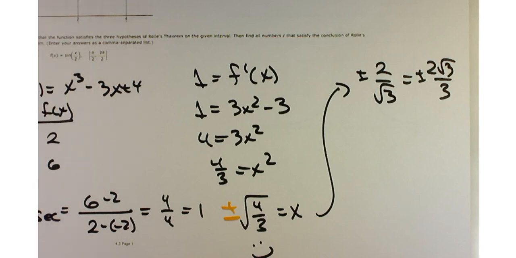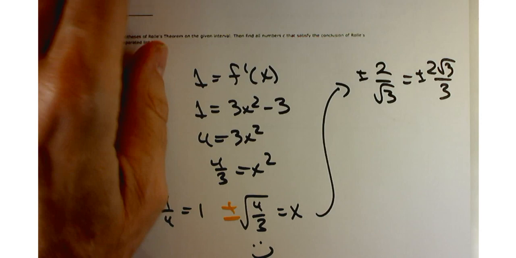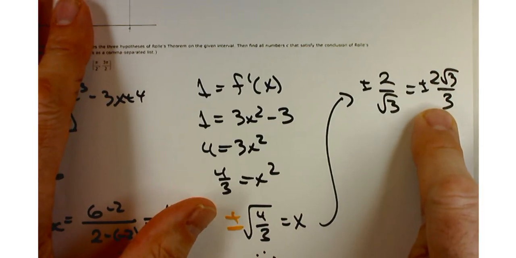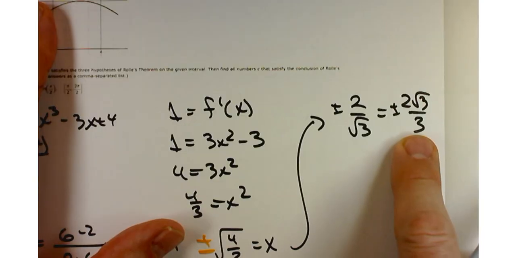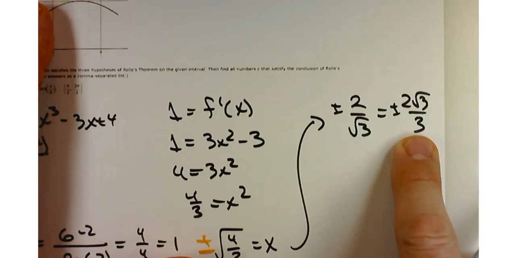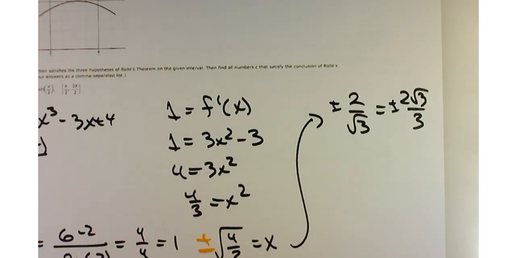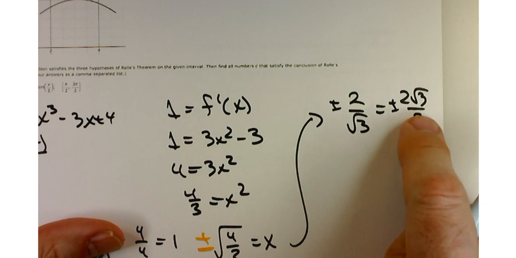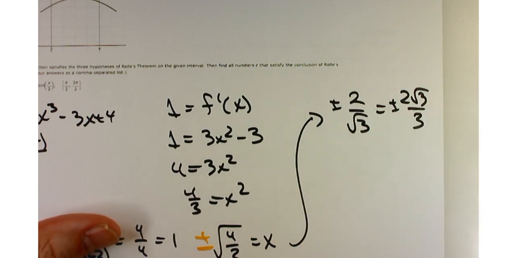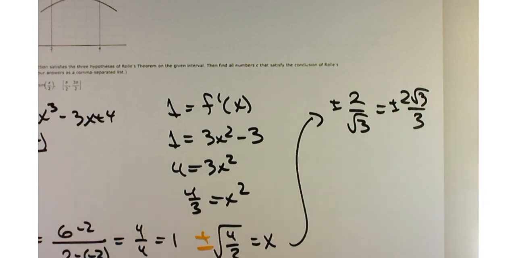Do I need both the plus or minus? Yes. Now, what you have to look out for is that sometimes one or other of these points might not be in your interval. But both of these points are going to be inside the interval negative 2 to 2. So we're in good shape. The 2 points that satisfy the mean value theorem here are going to be both of these, plus or minus 2 square roots of 3 over 3.